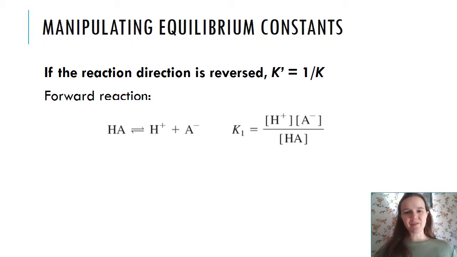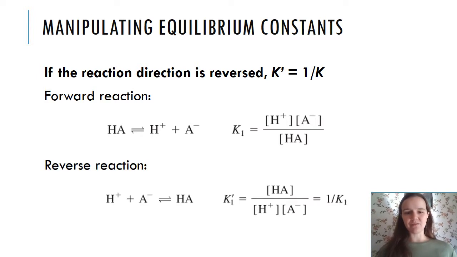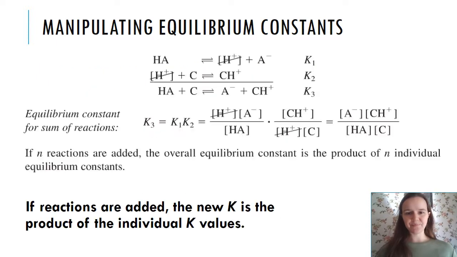Now, to manipulate equilibrium constants, you first have to realize that if you reverse the direction, then you're basically flipping your numerator and denominator in the equilibrium constant. And so if our forward reaction is this, HA goes to H plus A minus, and your equilibrium constant has the H plus and the A minus on top, as soon as you do the reverse reaction, you flip those around, then of course those things that were products become reactants.